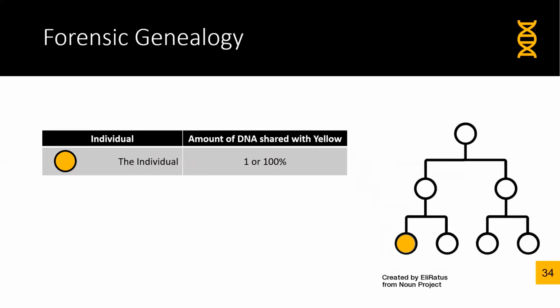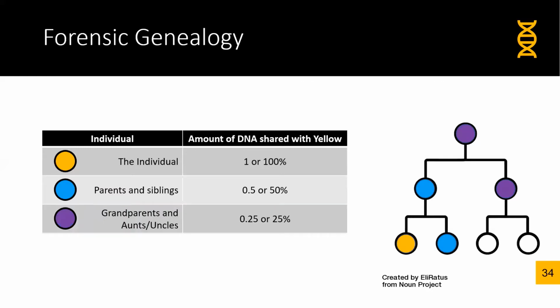Forensic genealogy is based on the fact that families share some of their DNA. In this family, we're interested in the yellow circle. The amount of DNA shared between the yellow circle and their siblings and parents in blue is 50%. The amount of DNA shared between the yellow circle and their aunts, uncles, and grandparents in purple is 25%. And the amount of DNA shared between the yellow profile and their cousins in green is 12.5%.